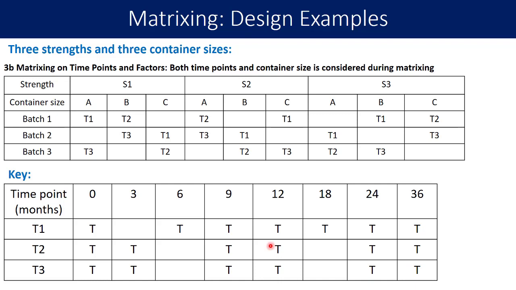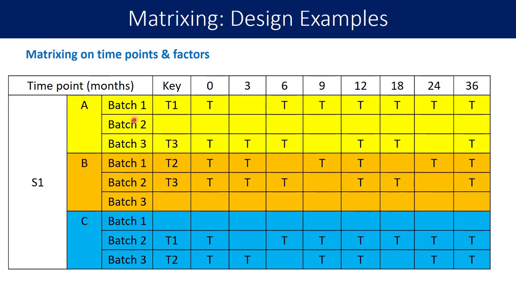So now we have to substitute these values of the key at the respective places. Let us now understand how we can build the protocol for the S1 strength with the container size A and having the batch number 1, 2, and 3. So for S1 strength for container closure A, there is no testing proposed for batch number 2, right? So there will be testing for batch number 1 according to key T1, and for batch number 3 it is according to key T3. Look at here now.